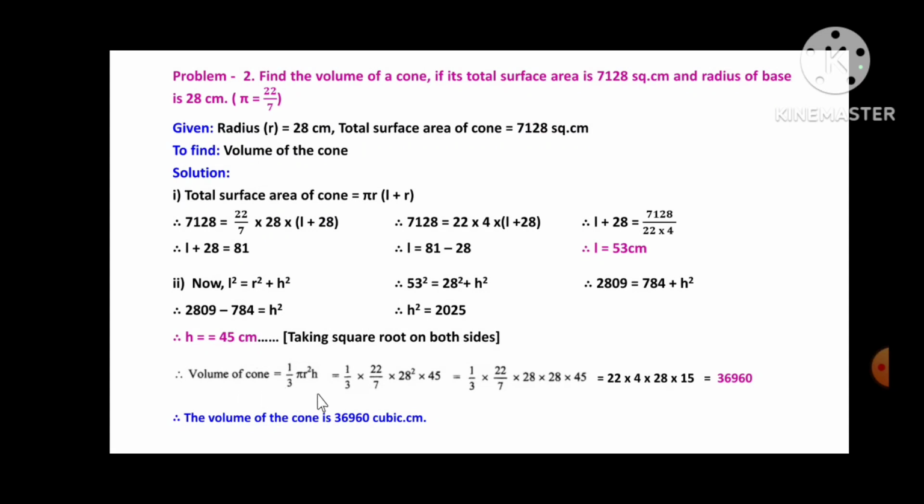Now volume of the cone is equal to 1/3 pi r square h, which is equal to 1/3 into 22 upon 7 into 28 square into 45. Again we'll simplify here. So 1/3 into 22 upon 7 into 28 into 28 into 45. After carrying out the division, you will get 22 into 4 into 28 into 15, which leads to 36,960. So we can write that the volume of the cone is 36,960 cubic centimeter.